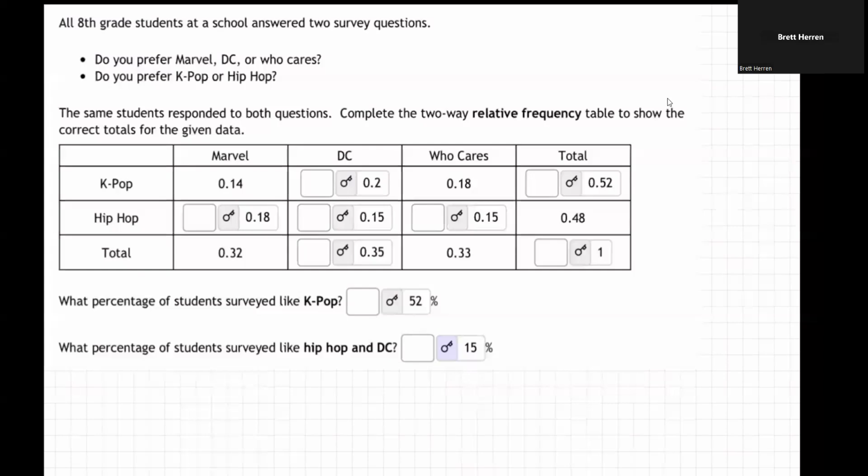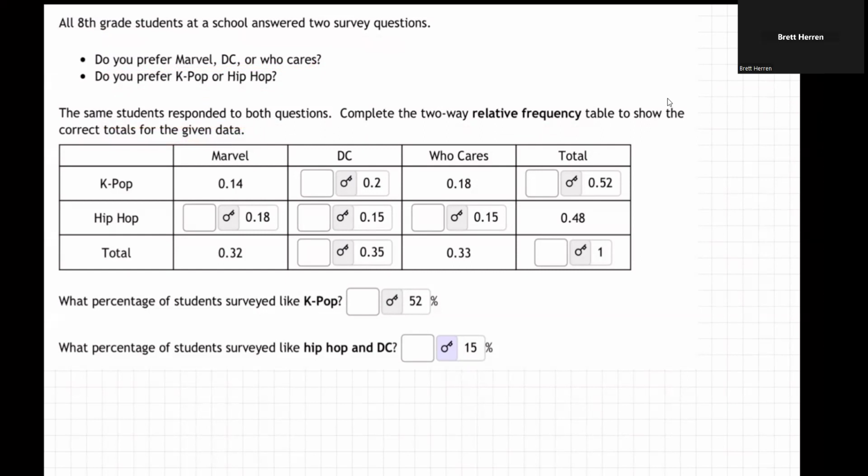Okay, so on this one, it says all eighth grade students answered 2 surveys. Do you prefer Marvel, DC, or who cares? Do you prefer K-pop or hip hop? So, okay, they give us this chart. I filled in a bunch of answers. The same students responded to both questions. Complete the two-way relative frequency table to show the correct totals for the given data.